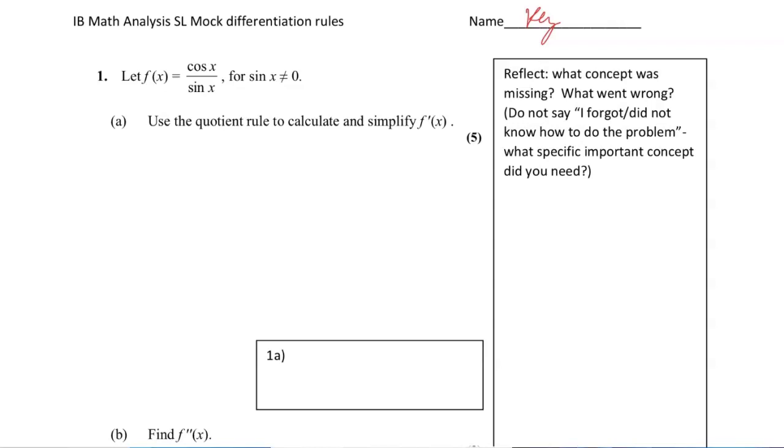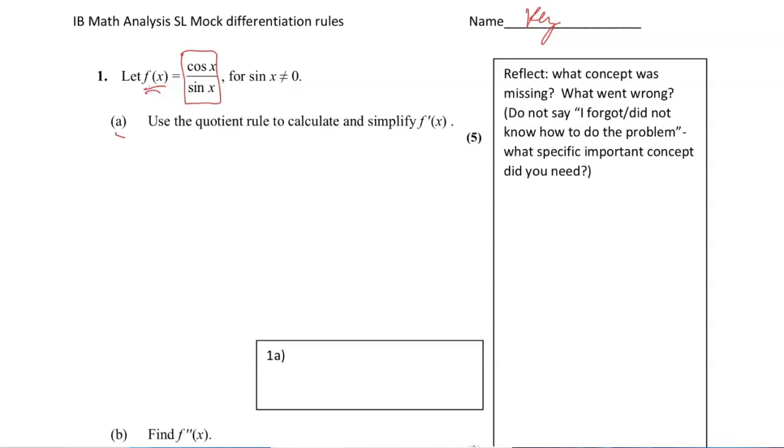This is a solution video for the mock for differentiation rules. First it says to set the function f equal to cosine x divided by sine x. Part A says use the quotient rule to calculate and simplify f dash of x.